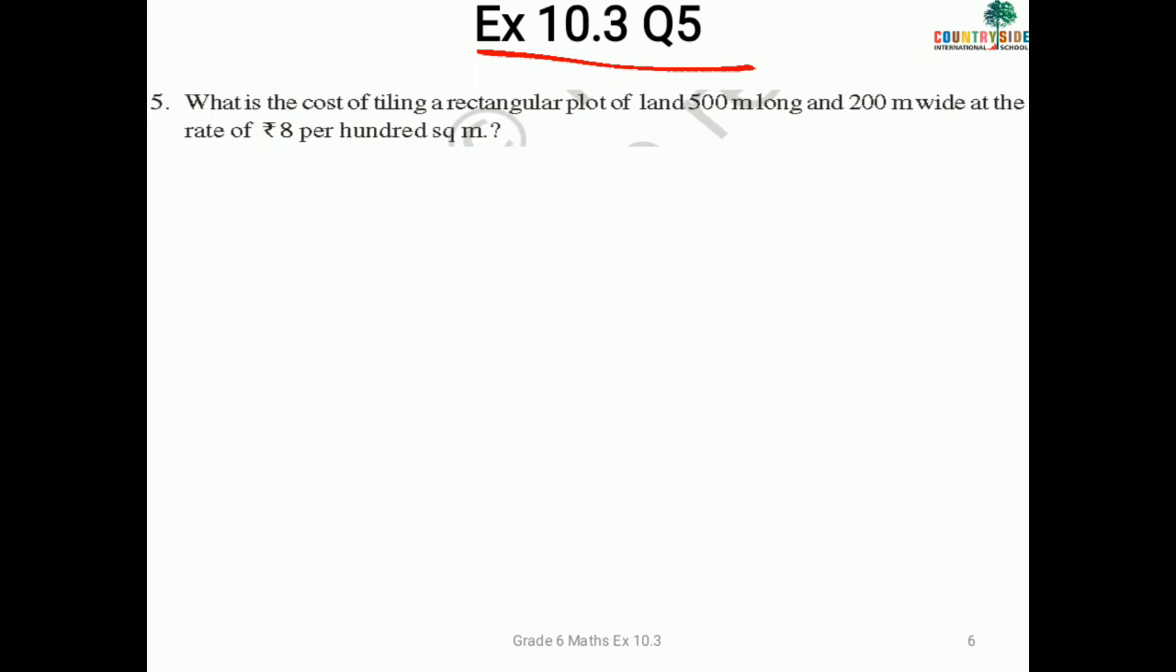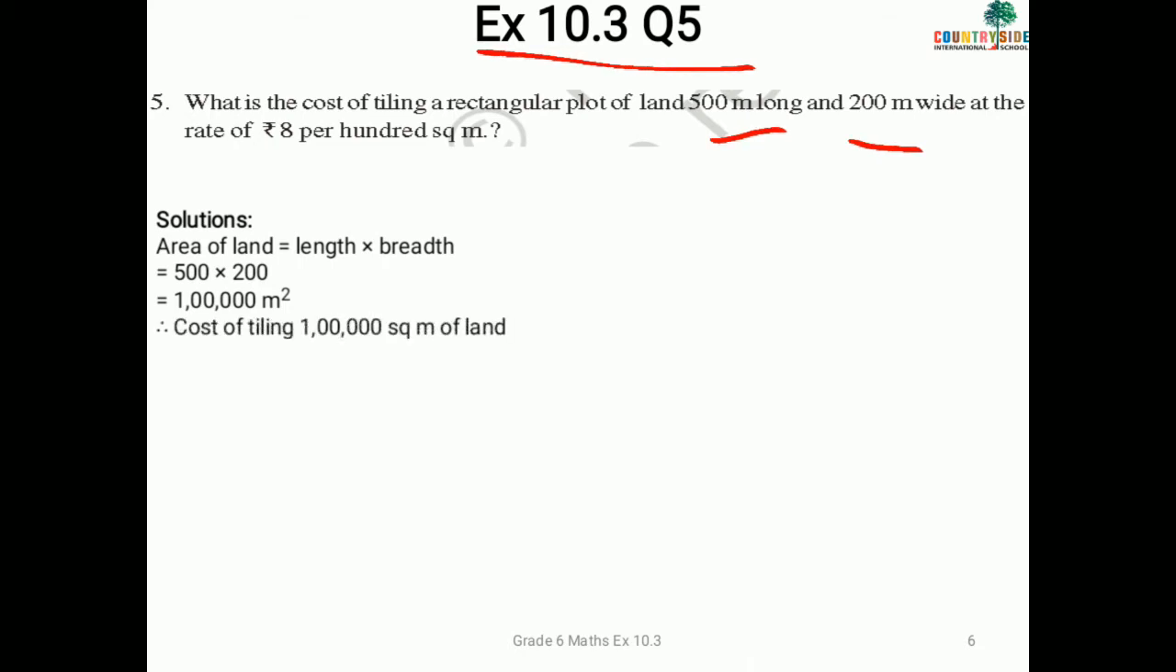First of all, let's find the area. So area of land is length into breadth. So length is 500 meter, breadth is 200 meter. So 500 into 200, that is 1 lakh meter square. Now it is given in the question, we have to find the cost. Now we will find the cost. So we have total 1 lakh square meter and the cost is given per 100, and that is 8 rupees. So 8 into 1 lakh divided by 100. Why divide by 100? Because they are asking per 100 square meter.